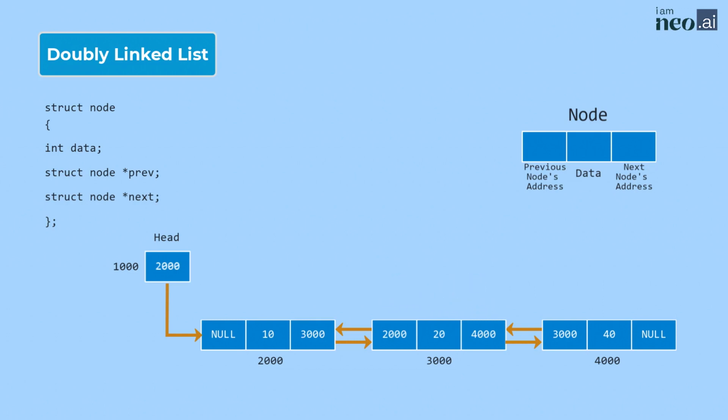I can move in the forward direction as well as the backward direction. This is the advantage of doubly linked list over singly linked list. Then we'll move to the next node. Data part is 40. Previous node is 3000. I have stored the previous node address here. Next node: we don't have a next node because this is the last node. That's why we'll be having a null here. This is how a doubly linked list looks.